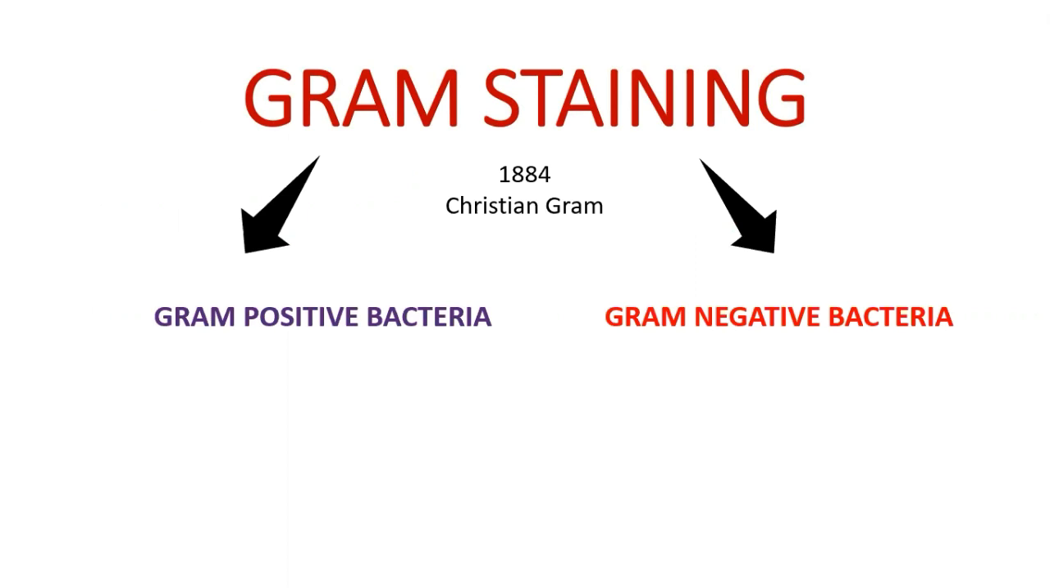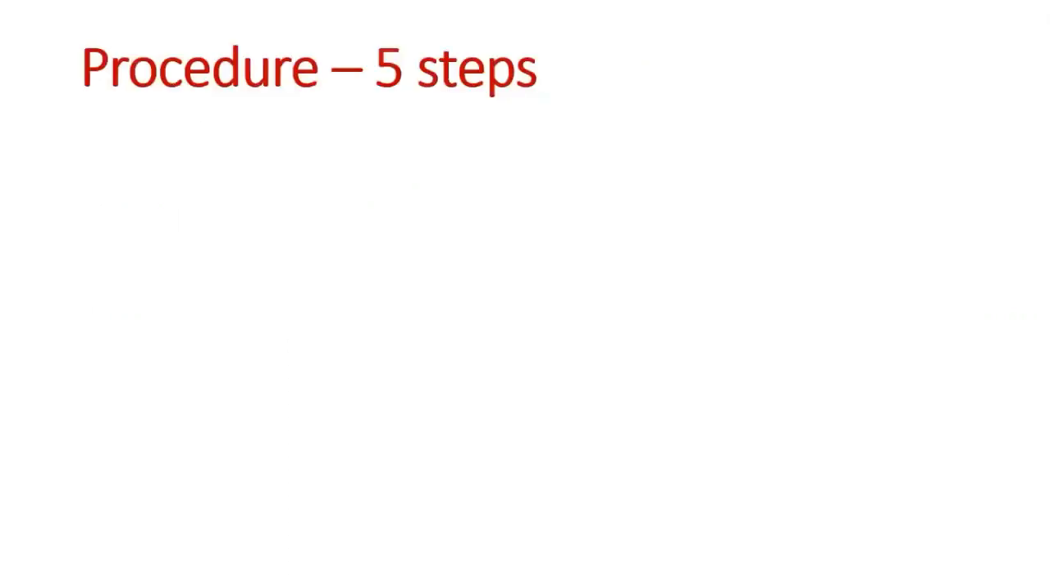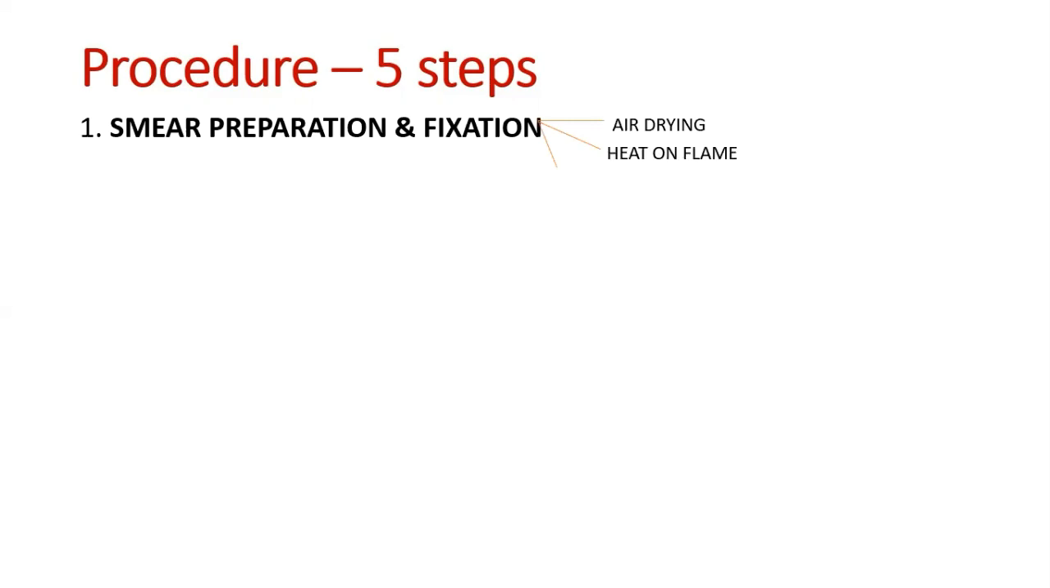Let's talk about the procedure consisting of only 5 steps. Smear preparation on the glass slide and fixation. Fixation could be done by 3 methods: air drying, heating on flame, and alcohol fixation. This step helps the smear fix on the slide and allows for better staining and differentiation of cells.